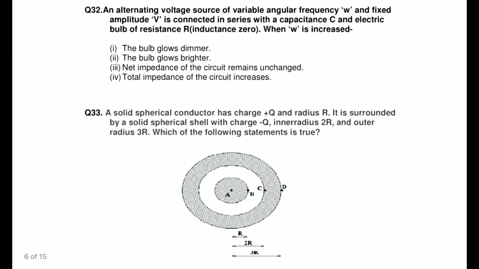All right, so let's try to draw this. So you have an AC source, which has a variable angular frequency. So your AC source omega can be increased and decreased, right? It has a fixed amplitude V, that is the maximum value, it is fixed, right? It is connected in series with a capacitor C and an electric bulb of resistance R. So you have a capacitor and a bulb of resistance R, connected with that AC source that the question is talking about, right?